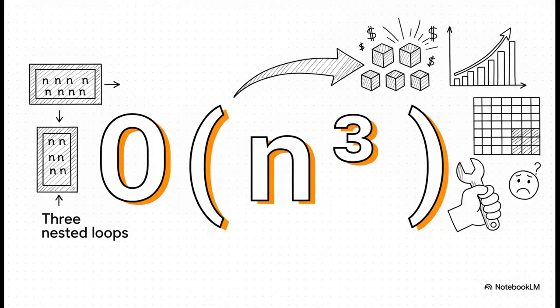Now, about that cost. Because we have 3 loops, one inside the other, the time it takes to run this algorithm is what we call O of n cubed. What does that mean in plain English? It means if you double the size of your matrices, the calculation takes about 8 times longer. It gets out of hand fast. This process is computationally very, very expensive.